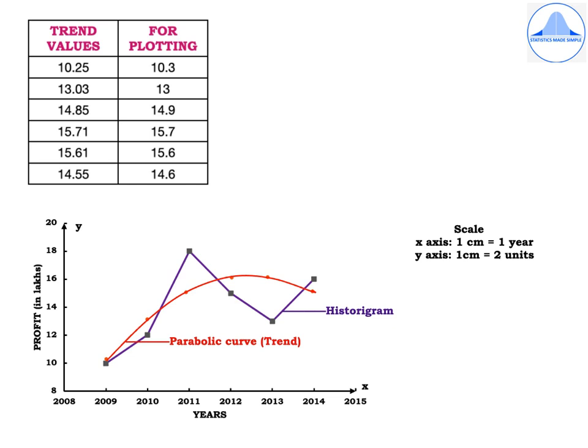On the right hand side of the graph, write the scale. X-axis 1 centimeter is equal to 1 year and y-axis 1 centimeter is equal to 2 units.